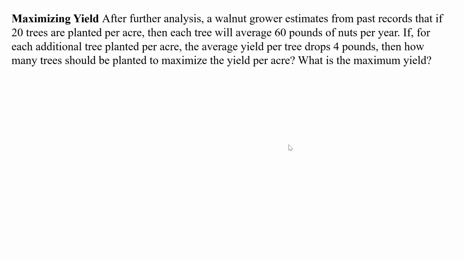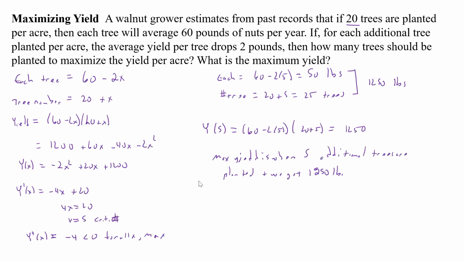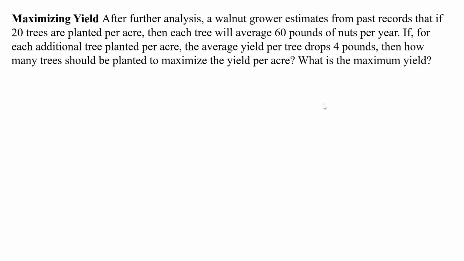All right, so we're going to continue on with the last problem, and we're changing a little bit here. After further analysis, the walnut tree grower estimates from past records that if 20 trees are planted per acre, then each tree will average 60 pounds of nuts per year. But for each additional tree planted per acre, the average yield will drop 4 pounds. The last problem we had it drop 2 pounds, so it's going to change a little bit.